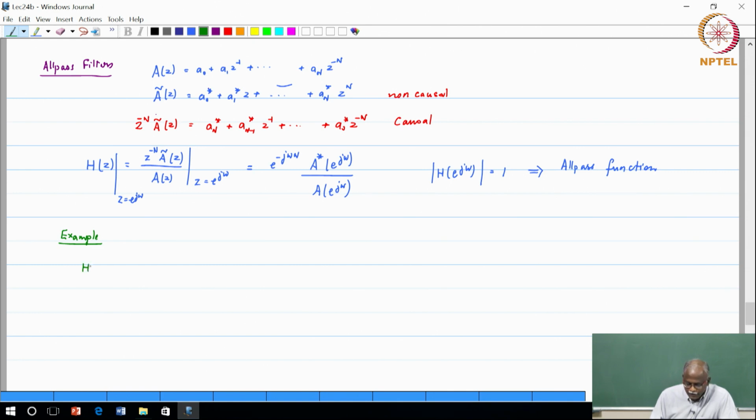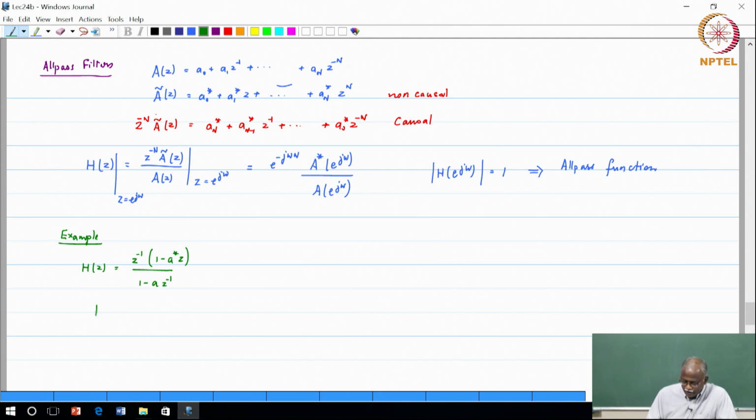I want to look at a first order system. A of z is 1 minus a z inverse. Okay, z in for order is equal to 1, so I have to multiply the numerator by z inverse times a tilde of z, 1 minus a conjugate times z. Okay. Now tell me where the poles and zeros are located.